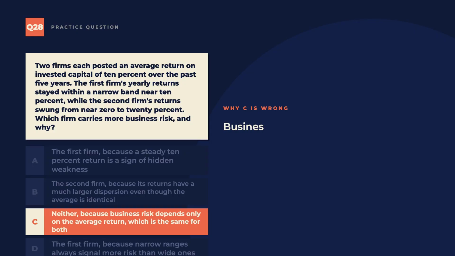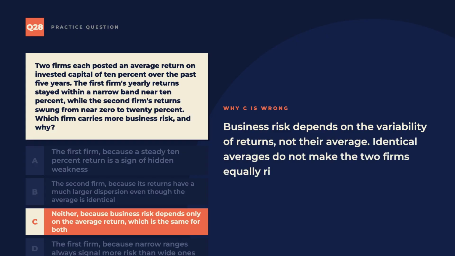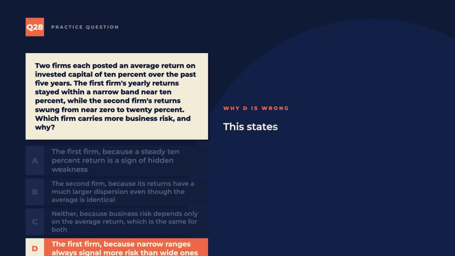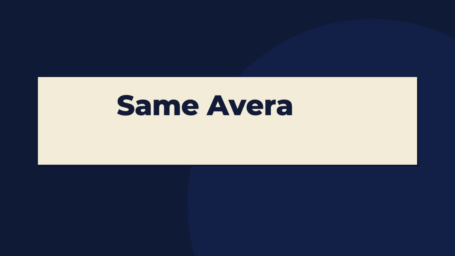C is wrong because business risk depends on the variability of returns, not their average. Identical averages do not make the two firms equally risky. D is wrong because this states the relationship backward. Wider ranges, not narrow ones, signal more business risk, so the second firm is the riskier one.